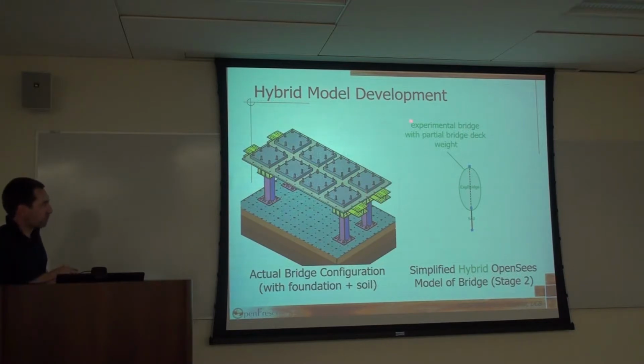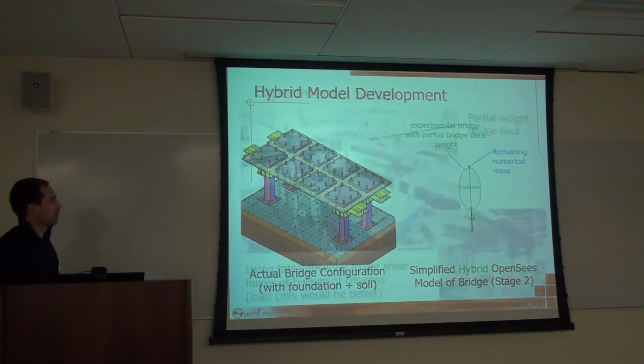And it has then obviously the weight of the bridge deck on top of it. Right here, the remaining numerical mass. So some of the mass is actually on here, as you can see by these lead weights that are sitting on top of the bridge deck. And so the rest of the mass that is missing is the numerical model.